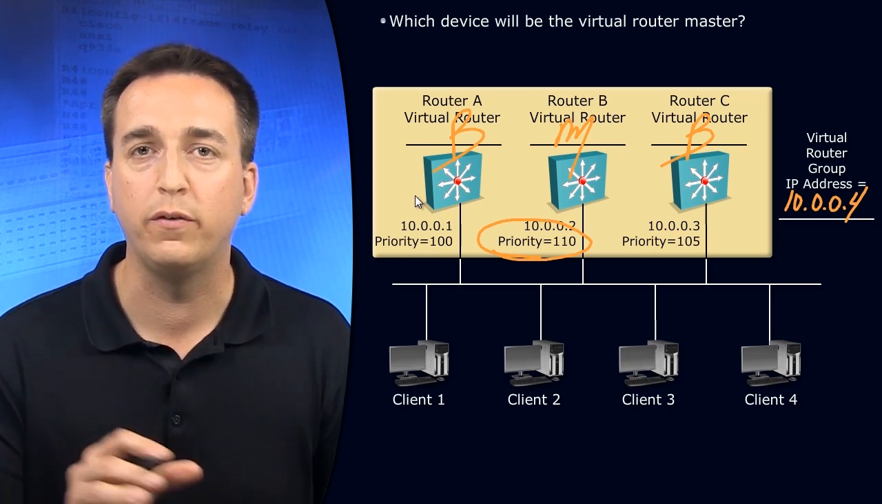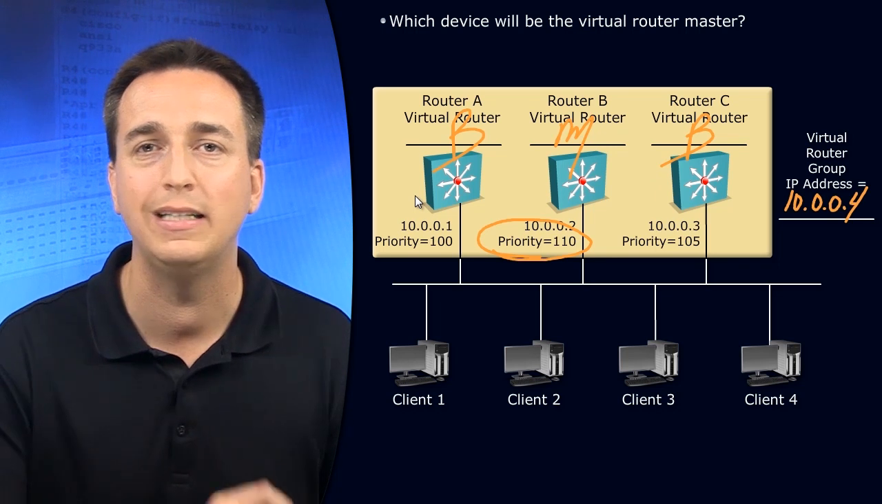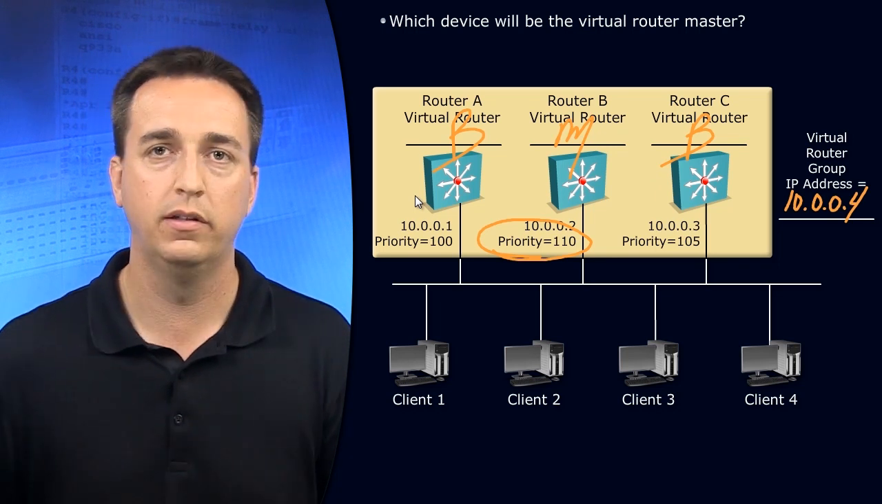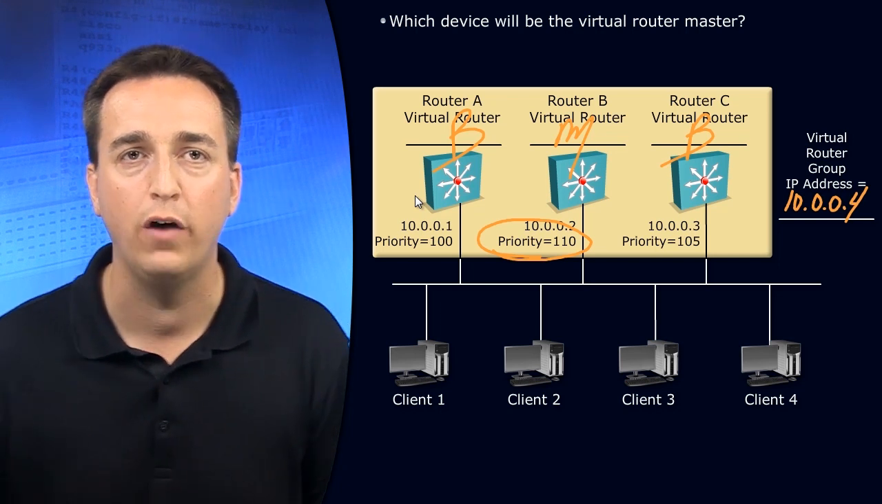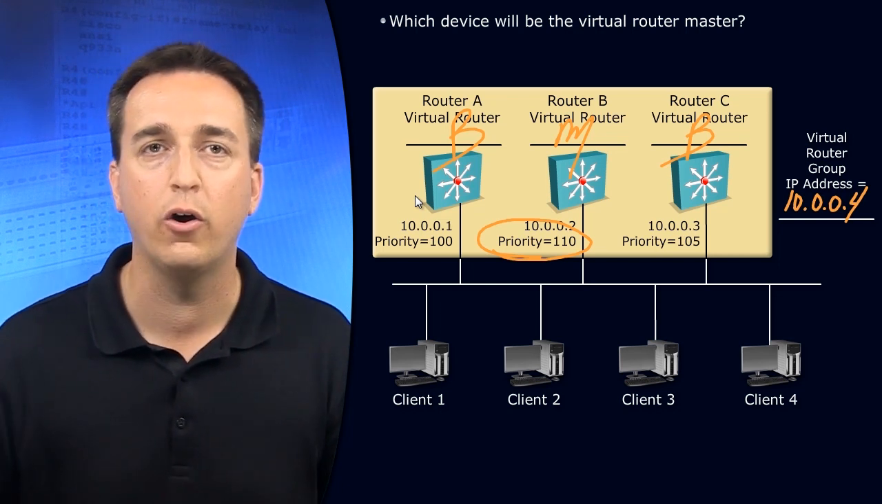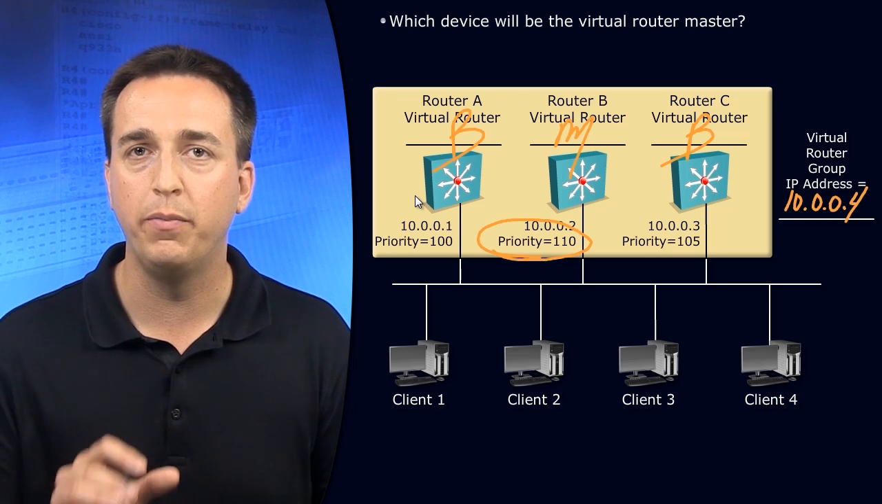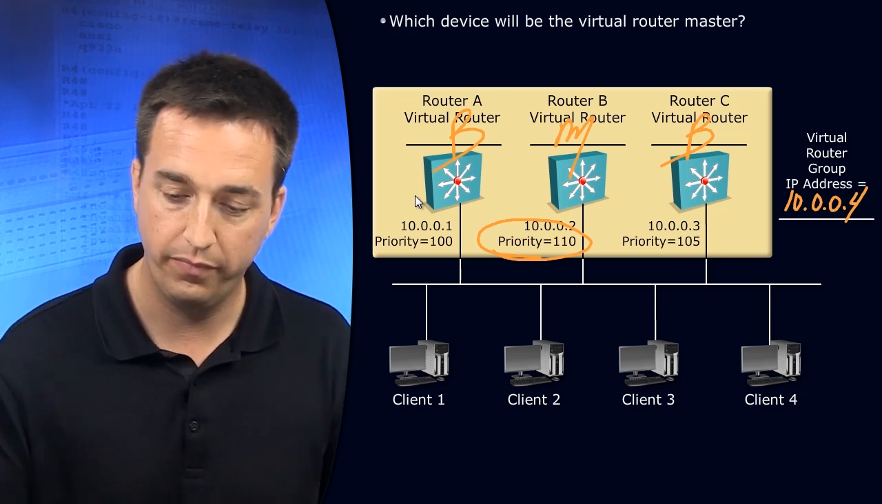Always remember that for VRRP, preemption is enabled by default. So since it's enabled by default, the device with the higher priority will always become the virtual router master.